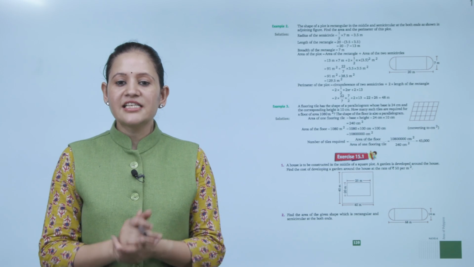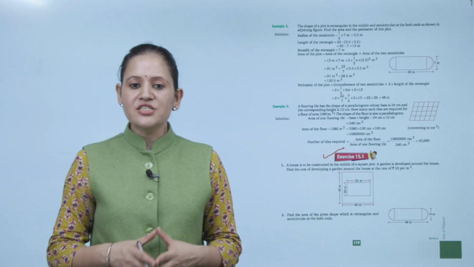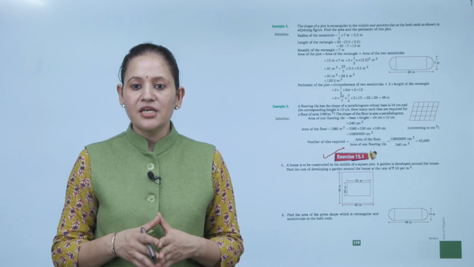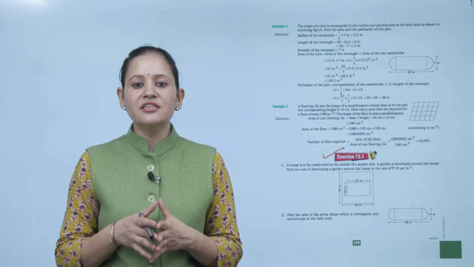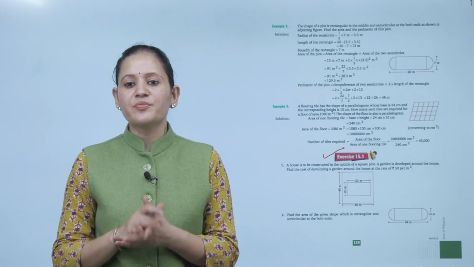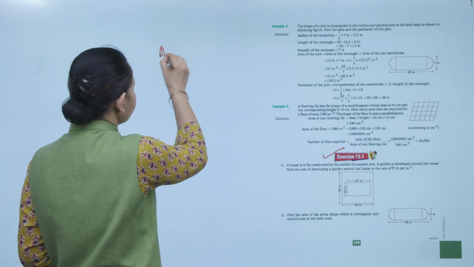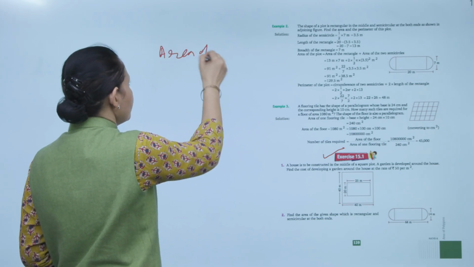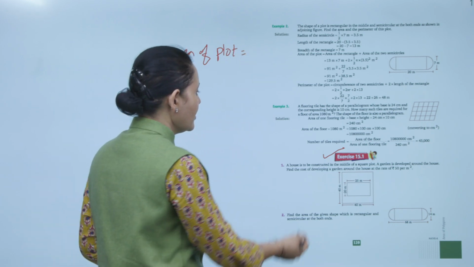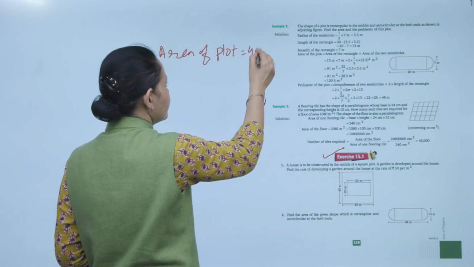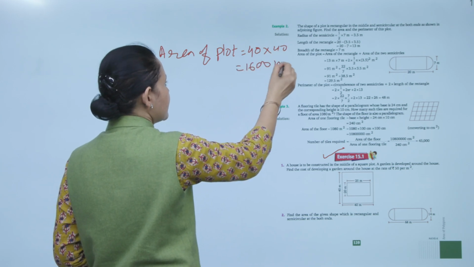Next is exercise 15.1. A house is to be constructed in the middle of a square plot. The garden is developed around the house. Find the cost of developing the garden around the house at the rate of rupees 50 per meter square. So first we'll find out the area of the plot. Means total land जो available है, we'll find its area, that is 40 into 40, that is 1600 meters square.